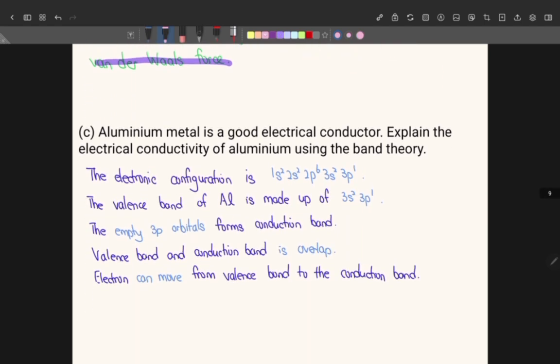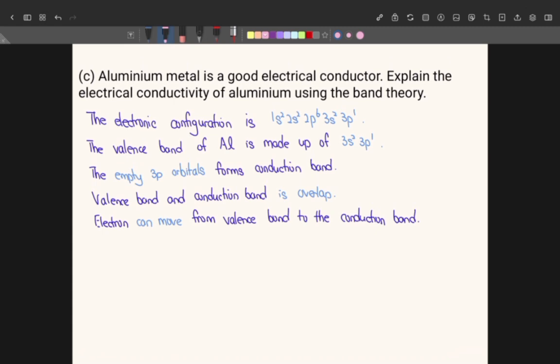Okay, next. Aluminium metal is a good electrical conductor. Explain the electrical conductivity of aluminium using the band theory. So first, the electronic configuration is 1s2, 2s2, 2p6, 3s2, 3p1. The valence band of Al is made up of 3s2, 3p1. Valence band is made up of valence electrons. So the valence electrons of Al are these two, so 3s2, 3p1.